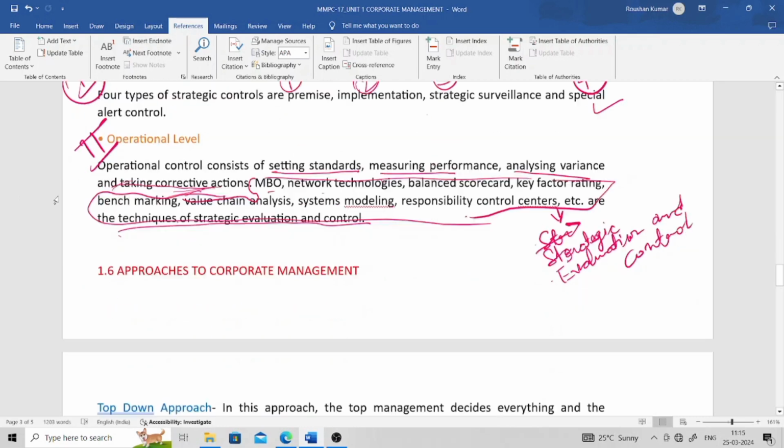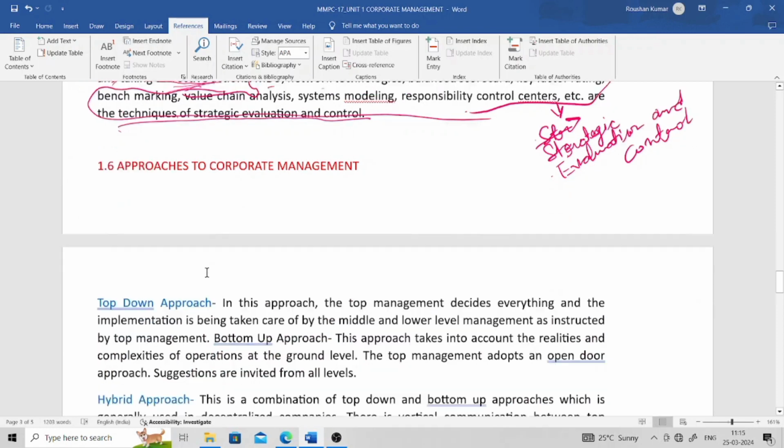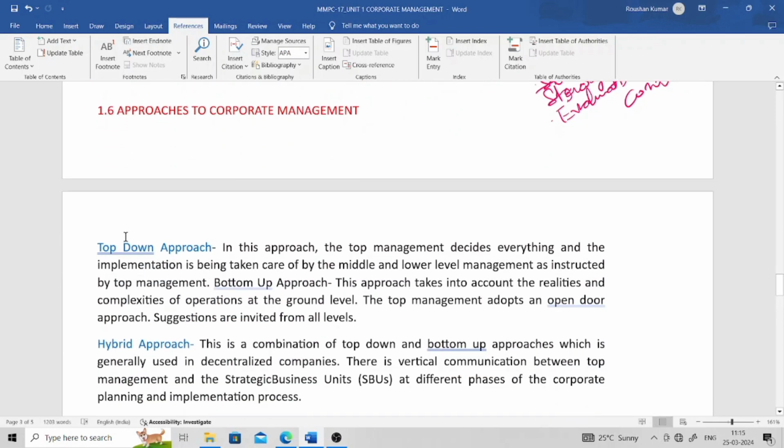Now next you have the approaches to corporate management. So what different approaches are there? The first approach given here is the top down approach. In case of the top down approach, management decides everything and the implementation is taken care of by the middle and lower level management as instructed by the top management. It means the top management decides everything and the implementation part is taken care of by the middle and lower level management as instructed by the top level management.